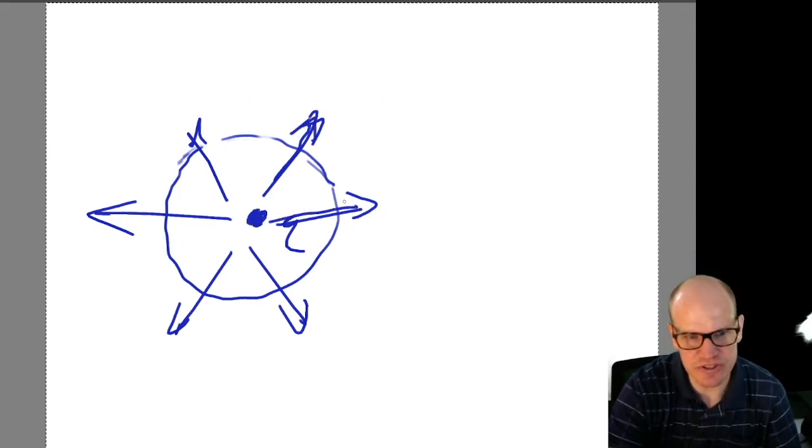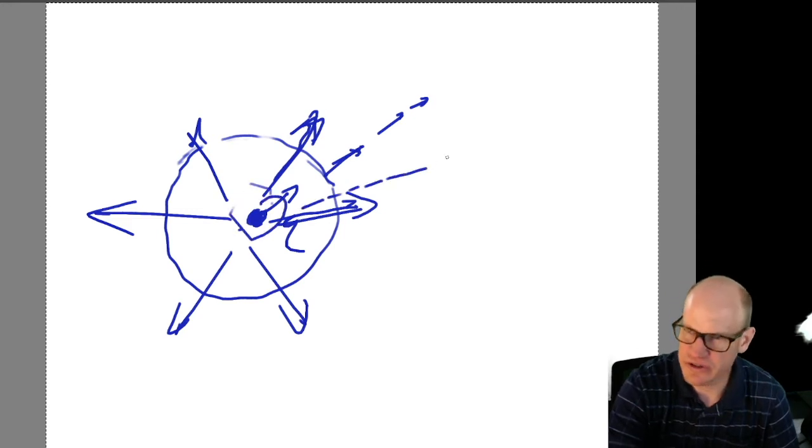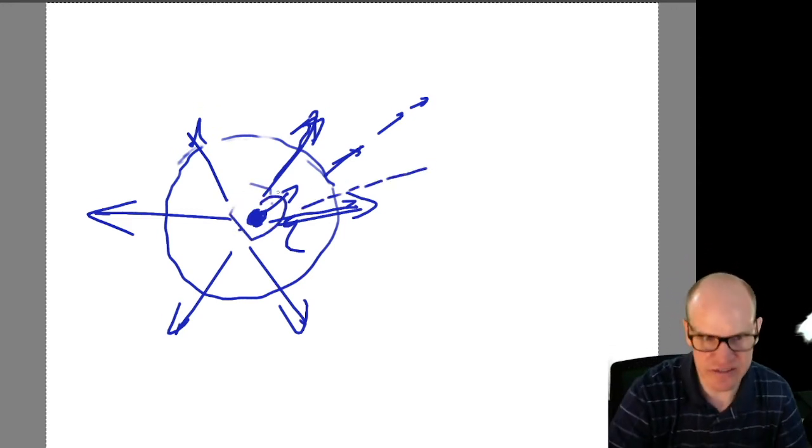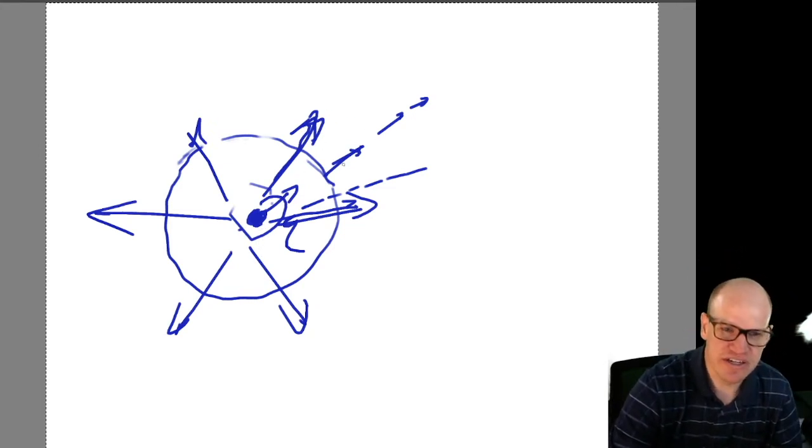This thing creates a slope in the electric field. The electric field is strongest right next to it, and it gets weaker and weaker as you go farther from it. So it's strong right here, weaker and weaker as you go out. So there's a gradient in the electric field from this source.